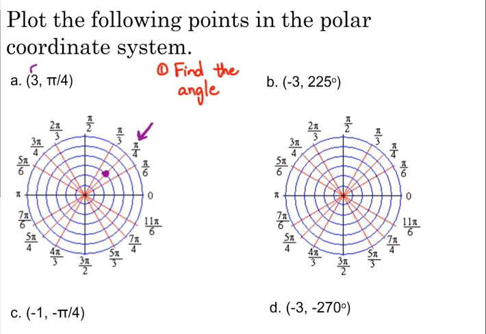So you find the angle first, then you count, I guess, the number of circles. Count out from the pole.